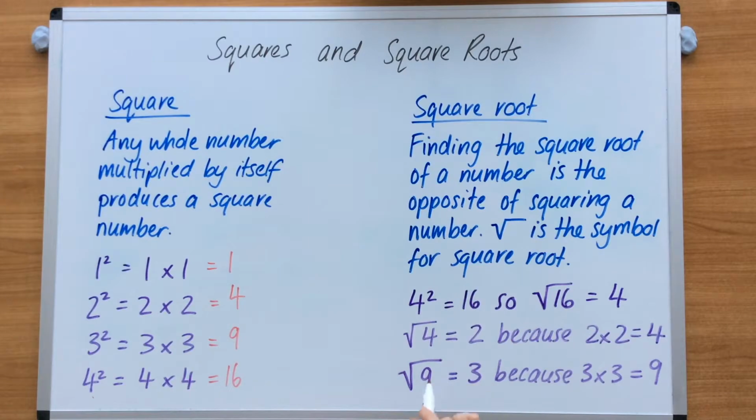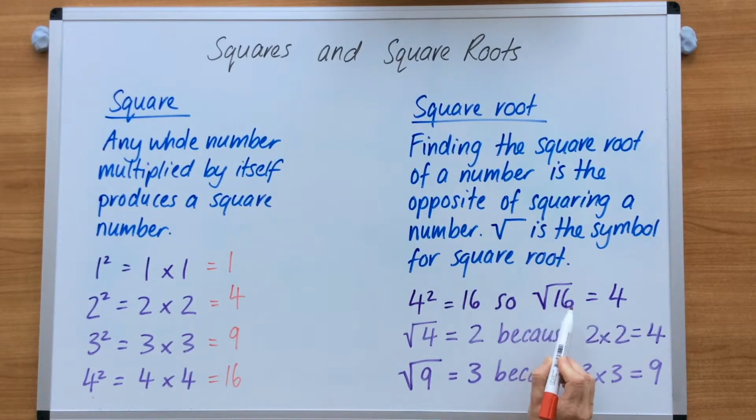Square roots, on the other hand: finding the square root of a number is the opposite of squaring a number. So it's the complete opposite. This symbol here, which you can find on your calculator, is the symbol for square root. For example, if we look back at the index notation form, we know 4 squared is 16, so the square root of 16 is actually 4.